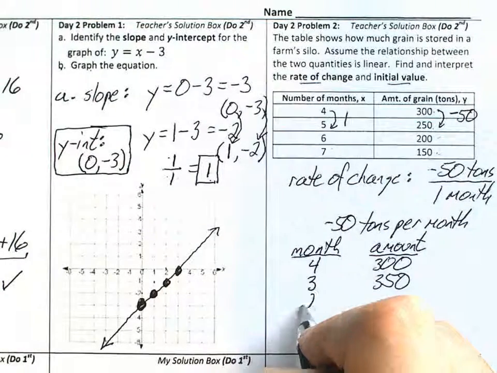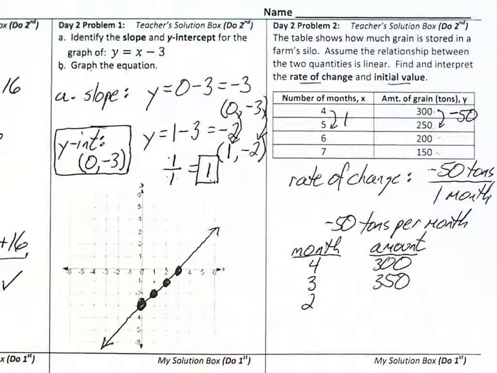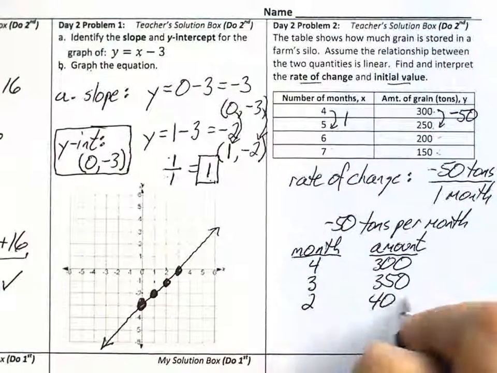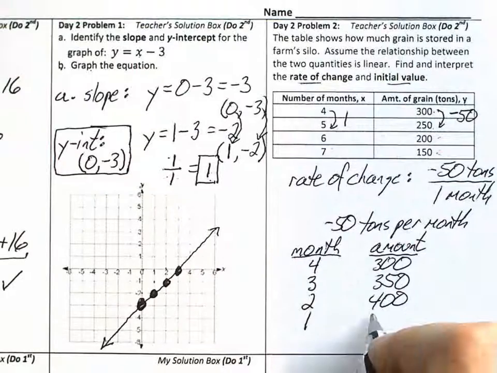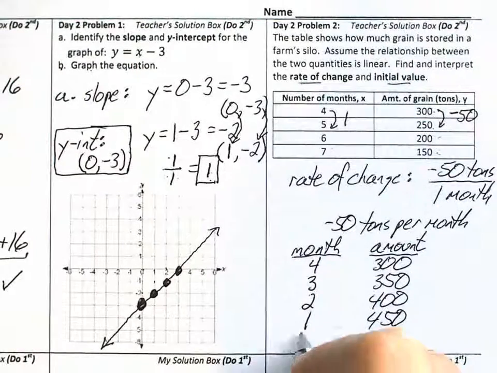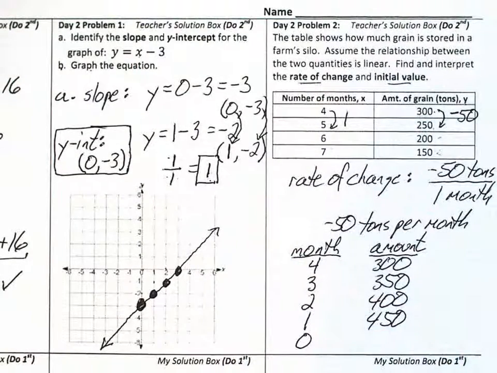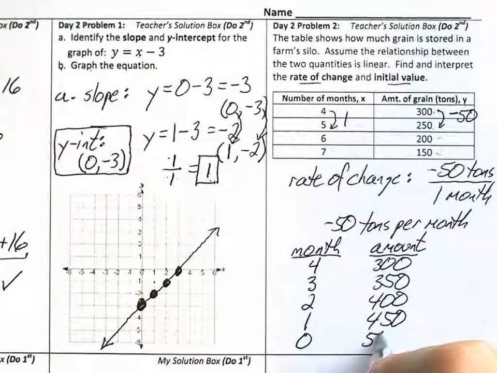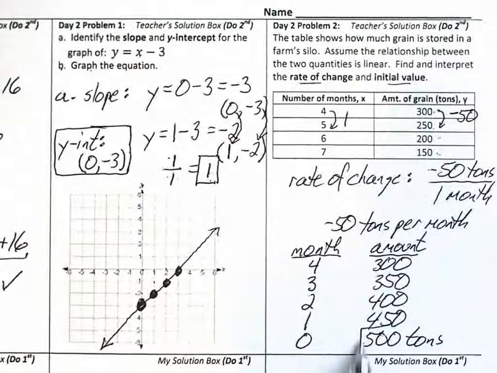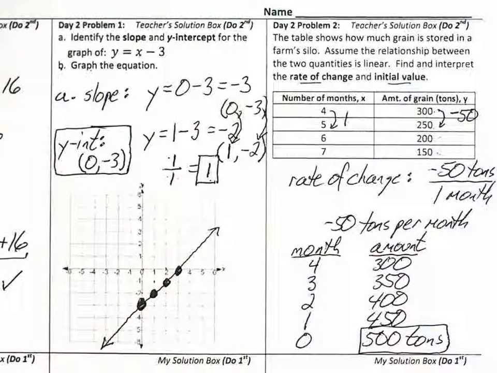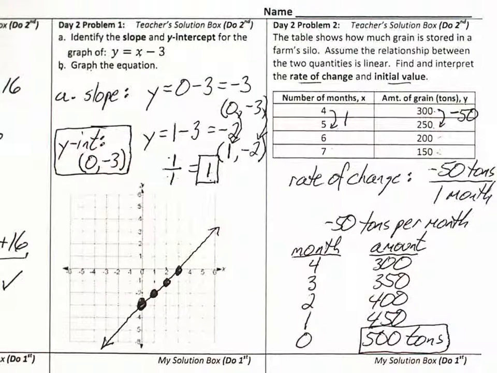Let's work backwards again. How much was in there after the second month? 400. How much was in there after 1 month? 450. And how about the 0th month? 500. And so the initial value is 500 tons. The farmer had 500 tons of grain in the silo to begin the year, and then every month that goes by, the amount of grain in there is decreasing by 50 tons.